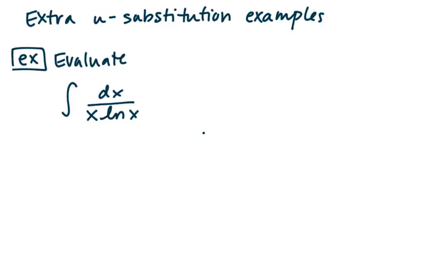Because I know you guys just can't get enough, we're going to do a few more u substitution examples. So here we have the integral that we're going to evaluate, dx over x times the natural log of x in the denominator. So rearranging using our algebra skills is always something that's really important. And so what I want to recognize, this is the same as 1 over x times 1 over ln x times dx.